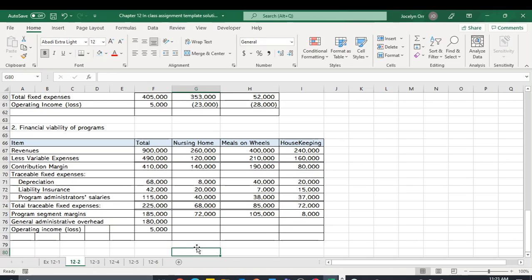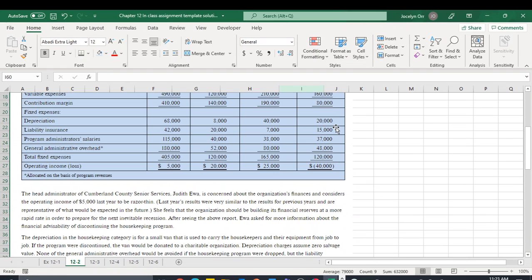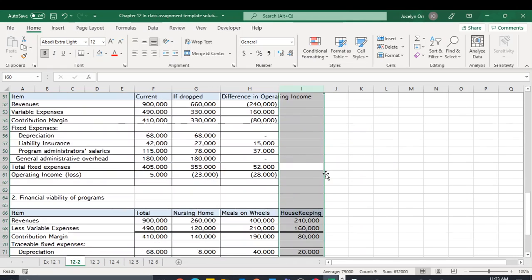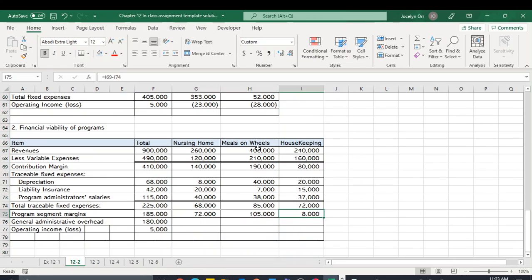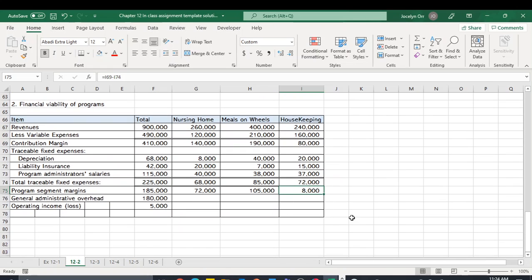Okay, so the overall takeaway here is that even though housekeeping shows a negative operating income, okay, it is still contributing to covering those fixed expenses. So if we get rid of that segment, then we're going to lose the ability to use that contribution margin.